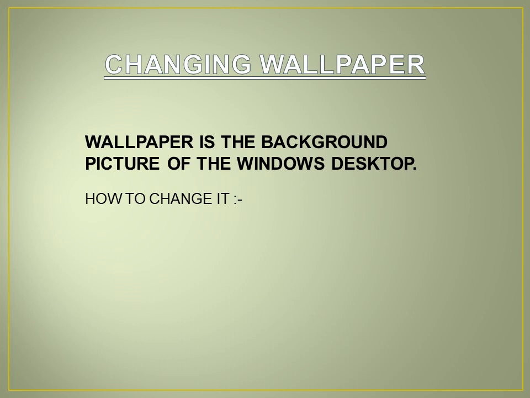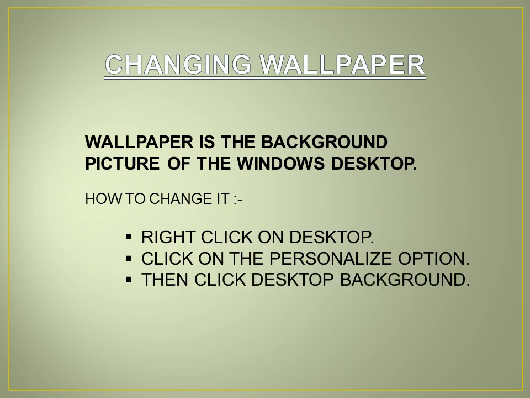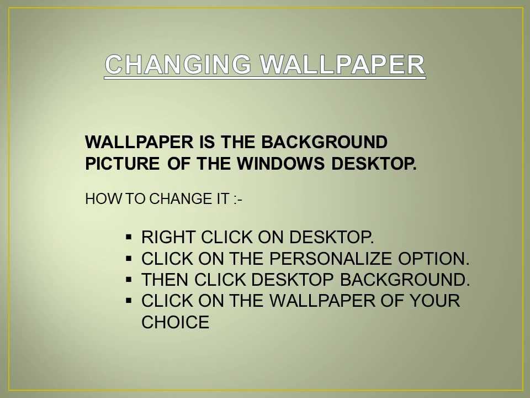And how you can change it? There are some steps through which you can change the wallpaper. First of all, you will have to do right click on desktop. You will make one right click on the desktop screen. And then one box will come, and then you will click on the personalize option. Then you will click on desktop background. And then you will click on the wallpaper of your choice to select that. So these four are the steps of changing wallpaper. But before that, you should be clear about your concept of wallpaper.